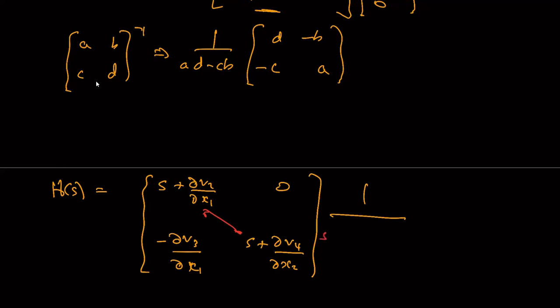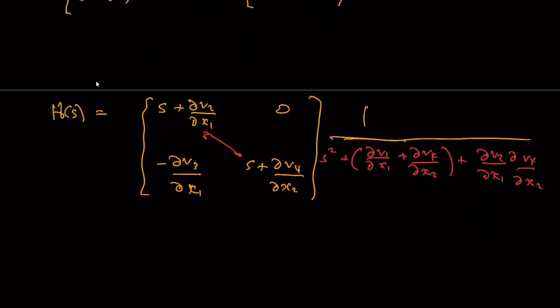And if I multiply those out, I get s squared plus dv1 dx1 plus dv4 dx2 plus dv2 dx1 dv4 dx2. So that goes all the way across. That's the denominator. Of course, the characteristic equation for this system is this thing set equal to 0, and then the roots for that will give us the stability.